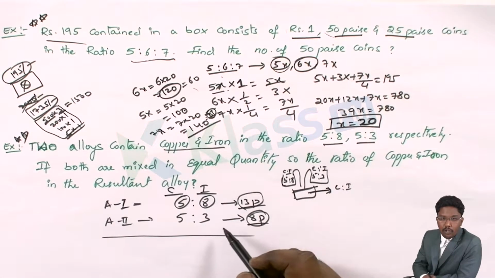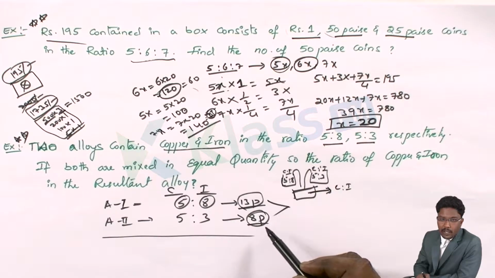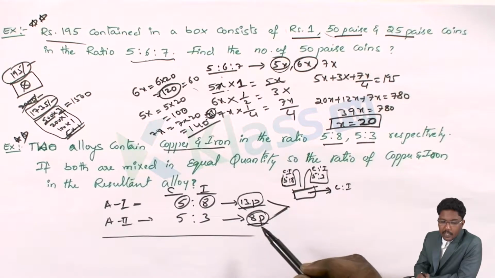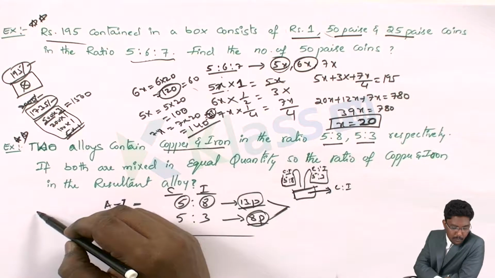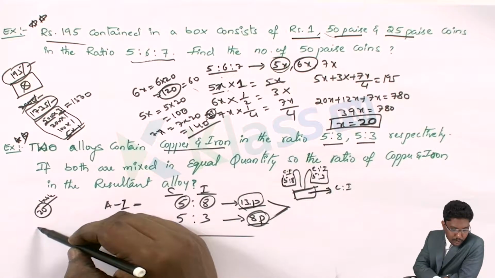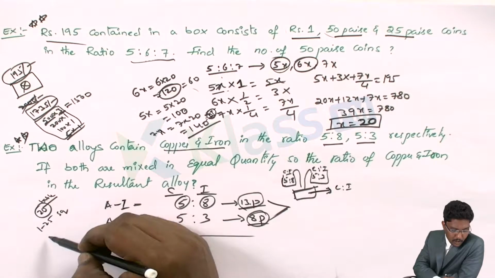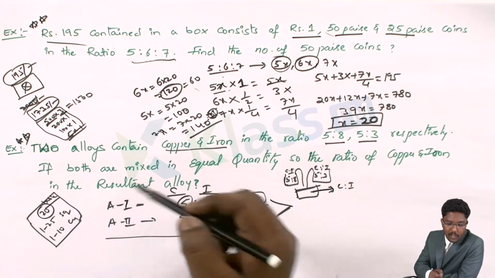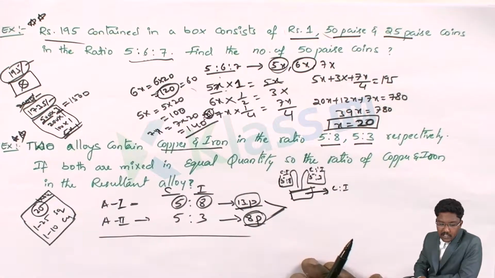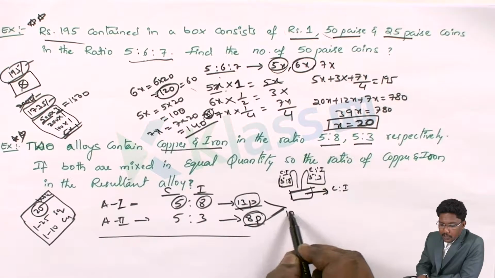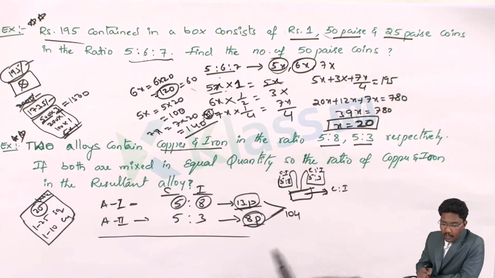To mix equal quantities, first make them equal. How to make them equal? What is the LCM of 13 and 8? It is 13 into 8. What is 13 eights? If you want to know this, please try to learn 20 tables, 1 to 25 squares, and 1 to 10 cubes. If you know this, you can solve any simplification or cancellation problem very easily. What is 13 eights? It is 104.